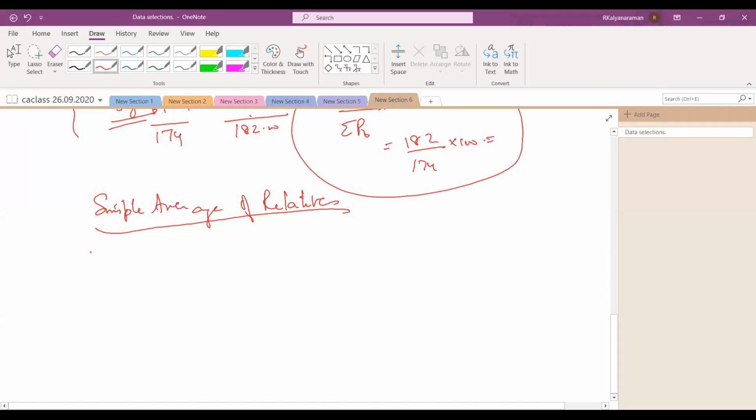So for example, I have rice, say wheat, sugar. I add all these prices and divide by 3. This is the average price. This is called the aggregate index. So take the average price and compare.